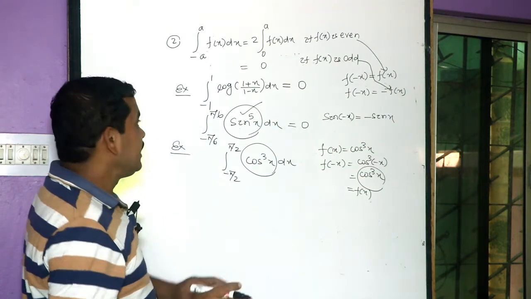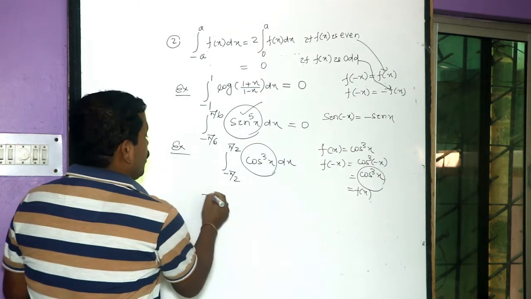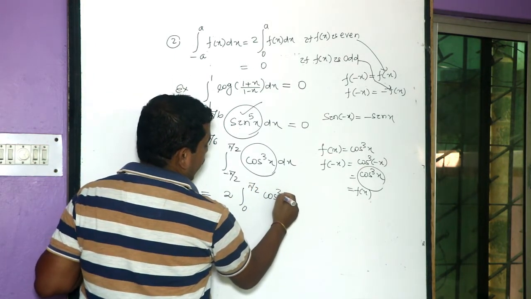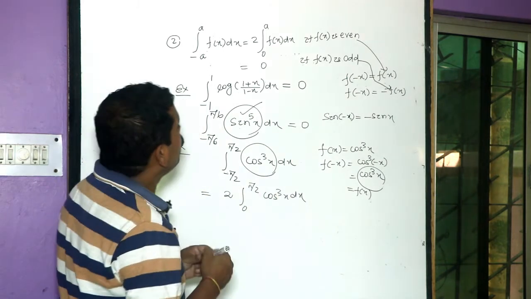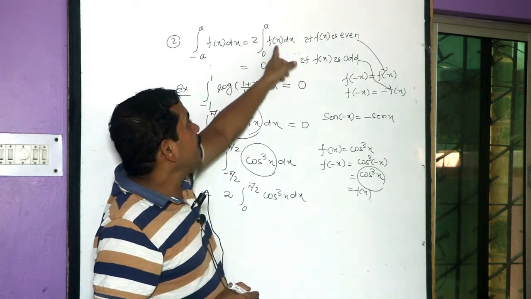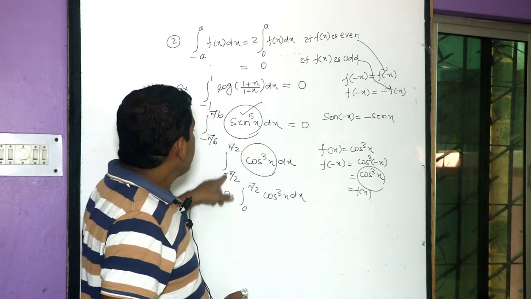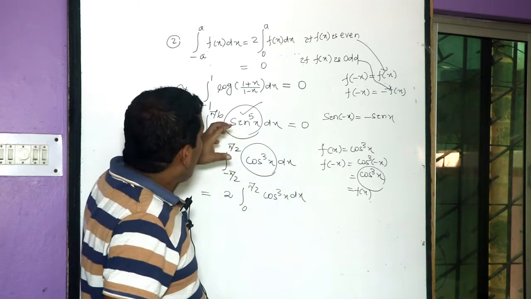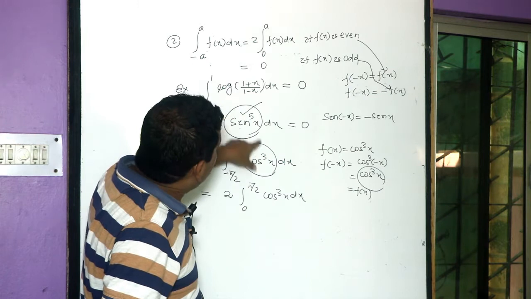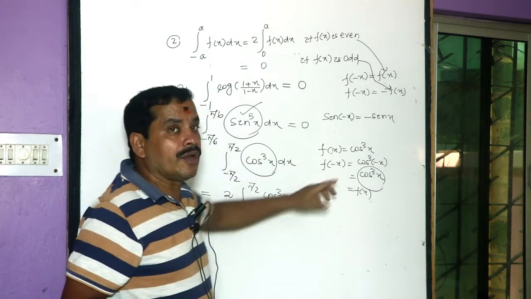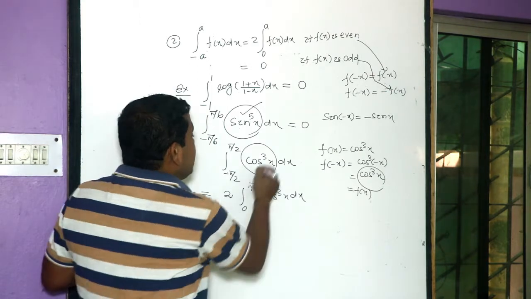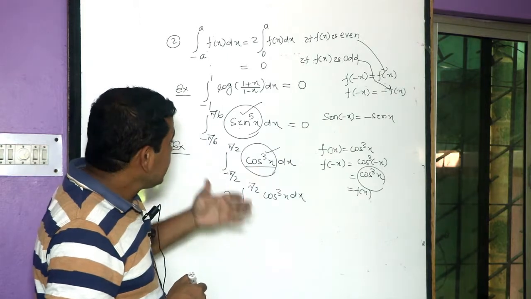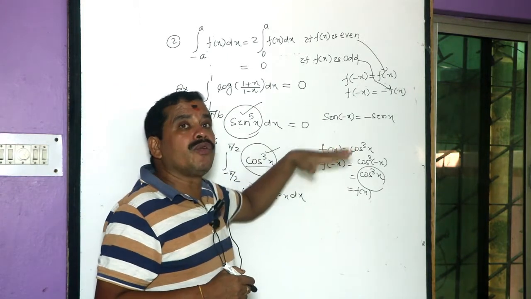We have to evaluate the integration by using this property, which will be 2 times the integral from 0 to pi by 2 of cos cube x dx. That is 2 times 0 to a f(x) dx. So here, minus a to plus a becomes 2 times 0 to pi by 2 of cos cube x. The odd or even nature does not depend on the power, it depends upon the function. Some students think that as it is cube, it is an odd function. That is not the right thing.